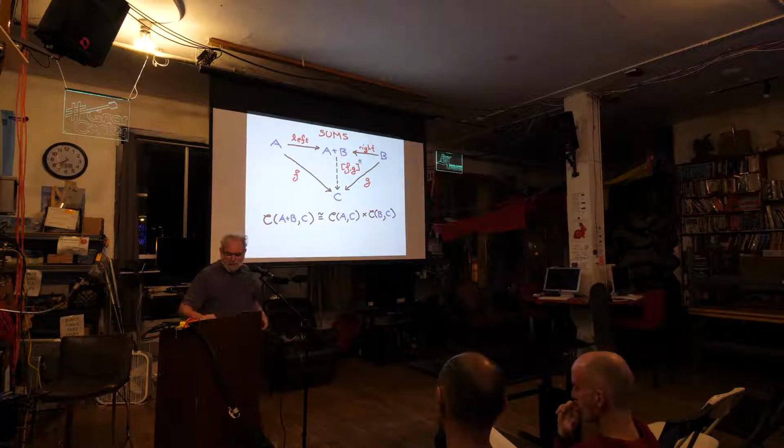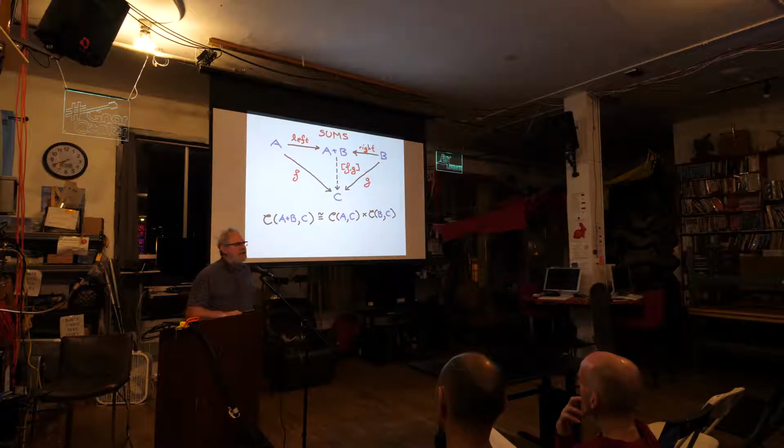And by the way, what is the interpretation of each of these things? So left takes an A and turns it into a member of the sum type. And right does the same. And then what does bracket FG do? How does that work? Yeah? It uses whichever one happens to be there and the corresponding morphism to produce a C.